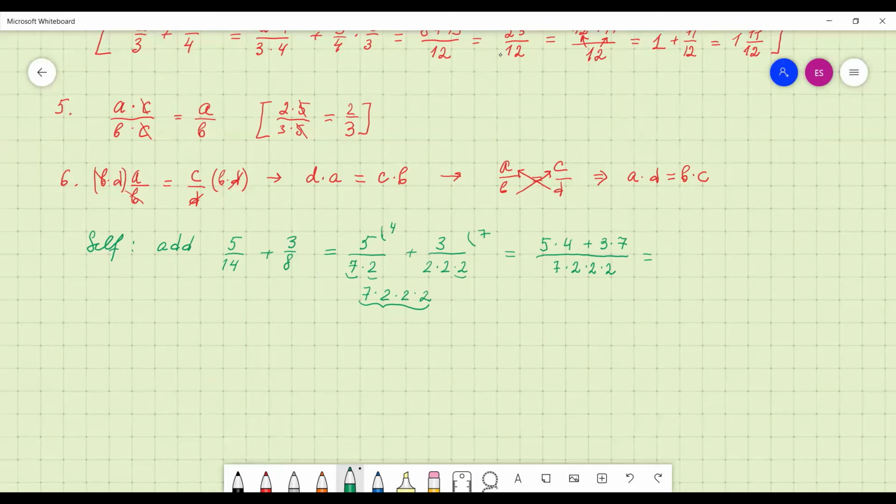Now 5 by 4 it's 20, and 3 by 7 is 21, and in denominator we have 2 by 7 by 4. We have 41 divided over 28 by 2, 56, I think. I don't think that we can cancel anything from numerator and denominator here, so it's going to be our final answer.